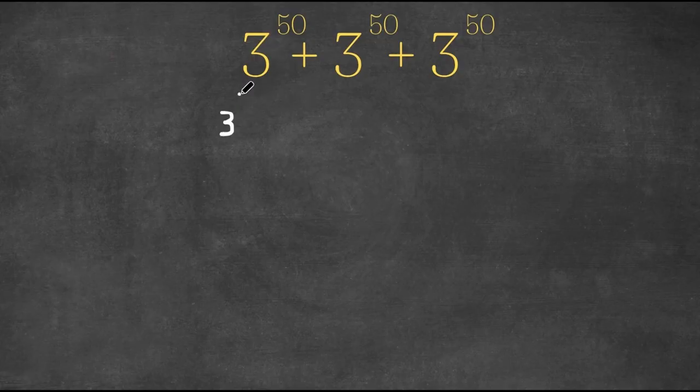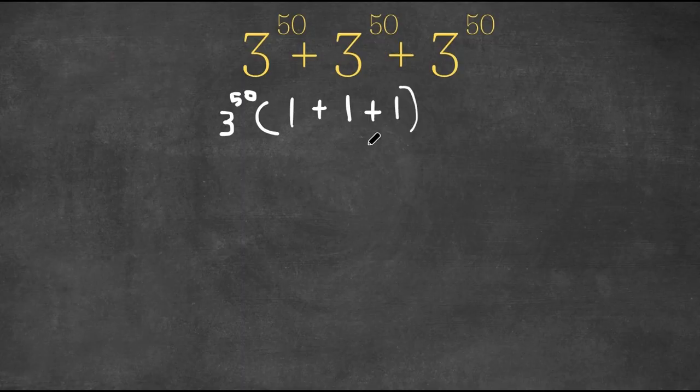So if I factor out 3 to the power of 50, I get 3 to the power of 50 times, well, 3 to the power of 50 divided by 3 to the power of 50 is 1, because anything divided by itself is 1. And the same thing here, and once again the same thing. So now we have 3 to the power of 50 times 1 plus 1 plus 1.